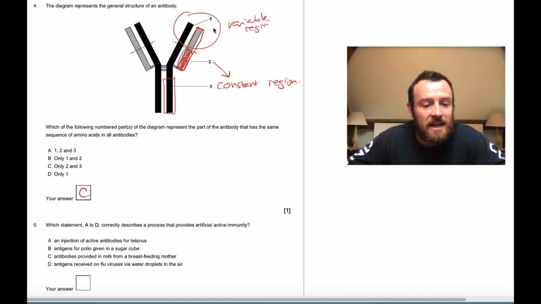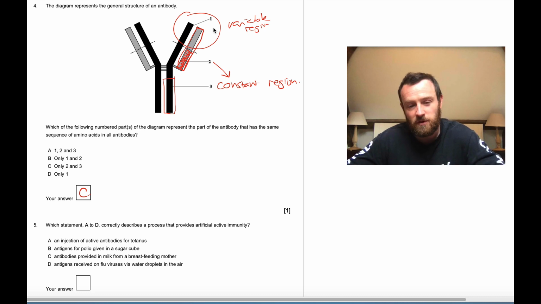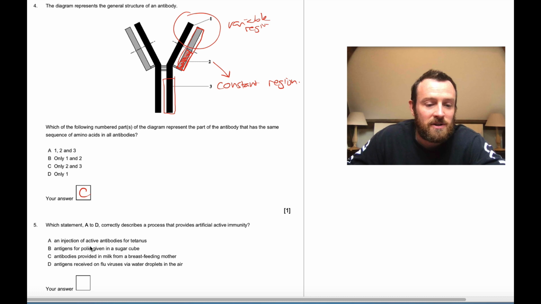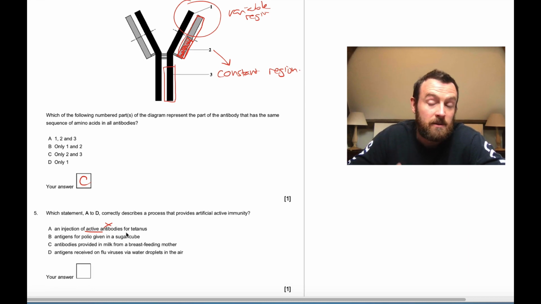Which statement A to D correctly describes a process that provides artificial active immunity? So artificial active immunity is active immunity, first of all. That means you're making your own antibodies. And artificial means it's a vaccination, basically. So an injection of active antibodies, look, that's a red herring. It's trying to say active antibodies. No, if they're injected into you, that doesn't mean it's active immunity because that's a passive process. You're just receiving the antibodies. It's this one. Okay, antigens for polio given in a sugar cube.